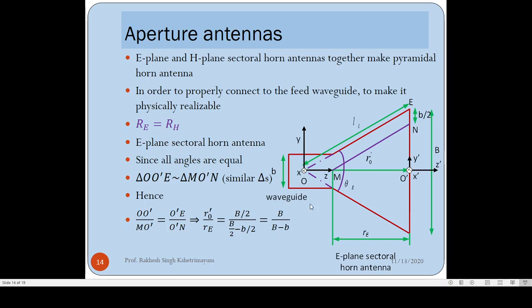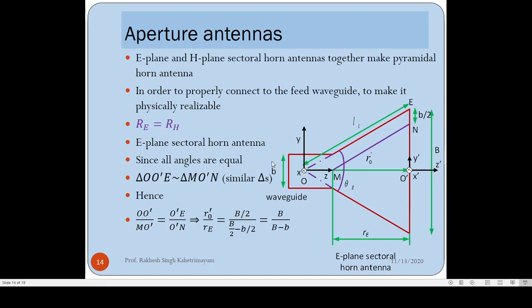equal to Rh. Re is the E-plane side distance between the neck and the mouth of the horn antenna in the E-plane, and Rh is the distance between the neck and mouth of the horn antenna for the H-plane. So these two should be equal, otherwise you won't be able to make it. You won't be able to connect it to a waveguide properly. So this is the condition for physical realizability for the pyramidal horn antenna. Re should be equal to Rh. This is the distance between the neck and mouth of the horn antenna in E-plane and H-plane.